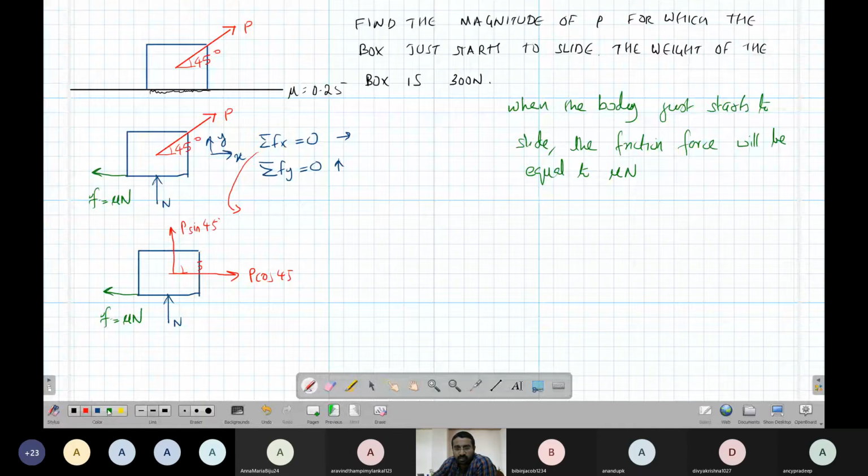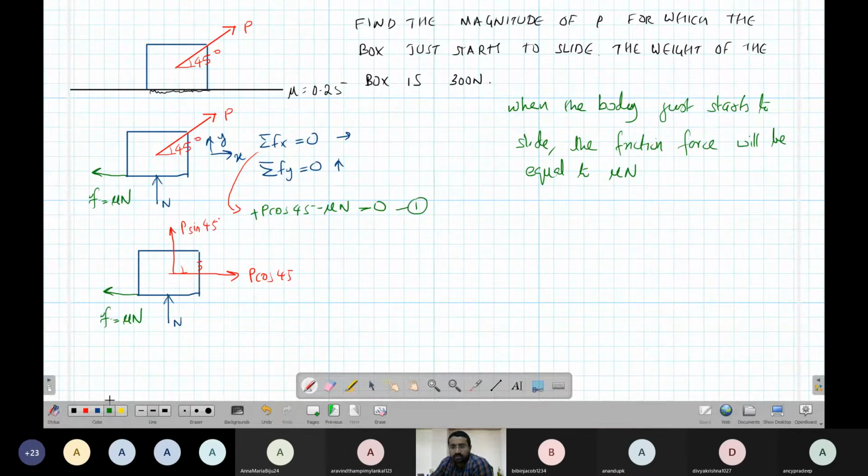Let's say in the x direction, right is positive. So we have P cos 45 with a plus sign, and a minus mu N. Then this should be equal to 0 because it is not accelerating. It just started to move, so acceleration is 0. It is just at that moment. Okay, so P cos 45 is equal to mu N. So this is one equation.